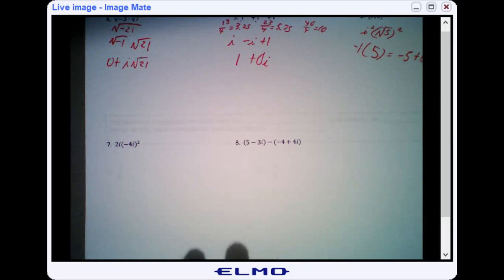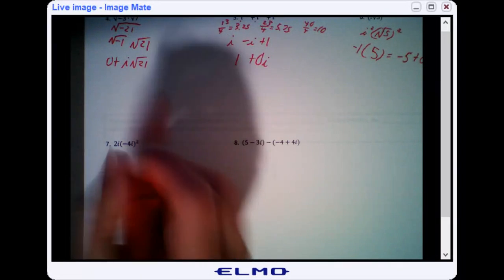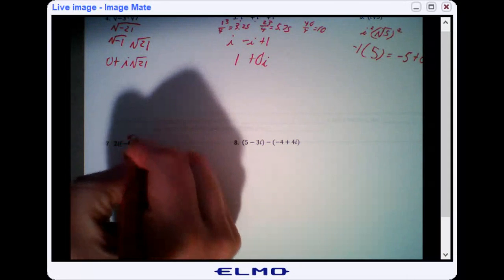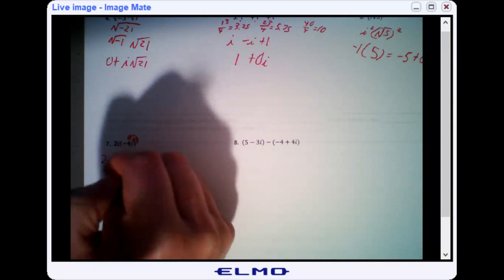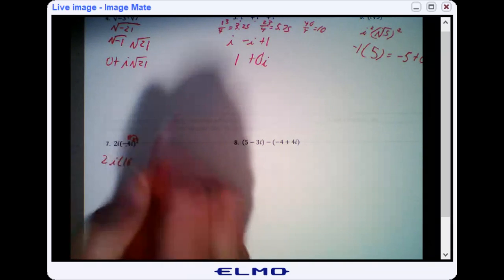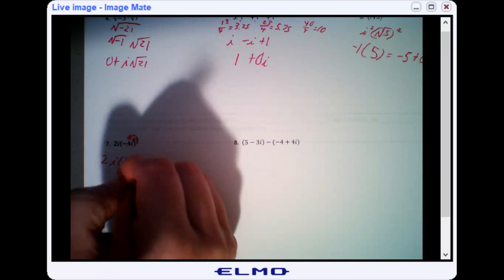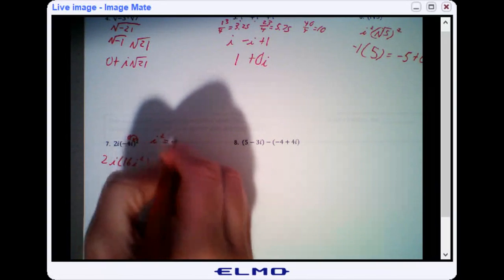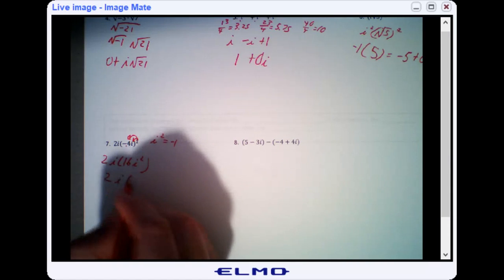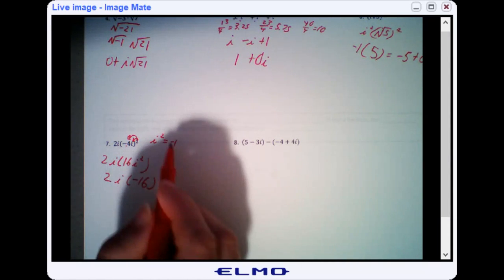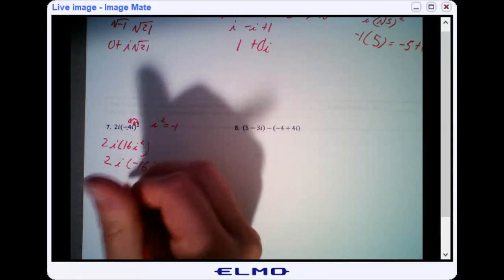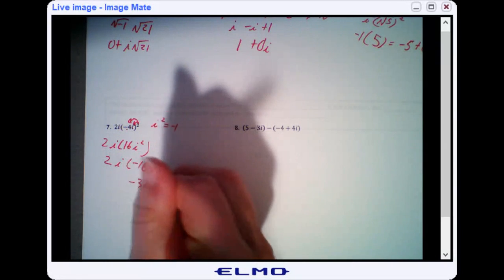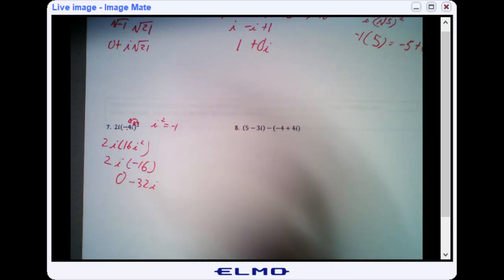For 7, I'm going to do my exponent first before I multiply. So I'm going to have 2i. Negative 4 squared, 16. We know negative times a negative is positive. And then we're going to have i squared. We know i squared is negative 1. So we're going to say 2i times negative 16. That's negative 1 times 16. And then we are going to multiply that. So we're going to get negative 32i. I don't have a real part, so I'm just going to put 0 in front.